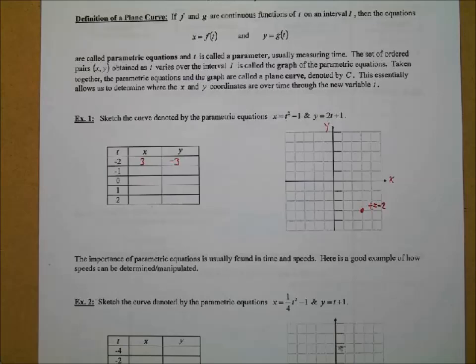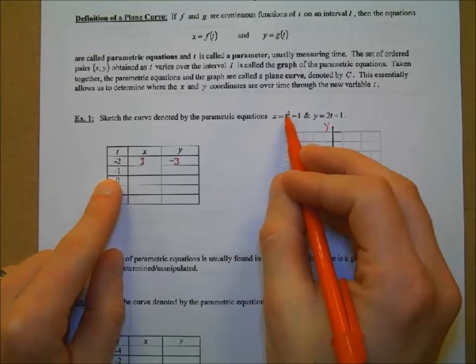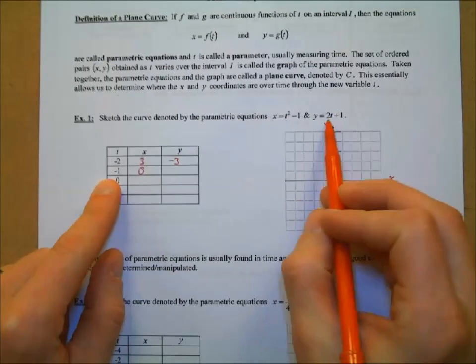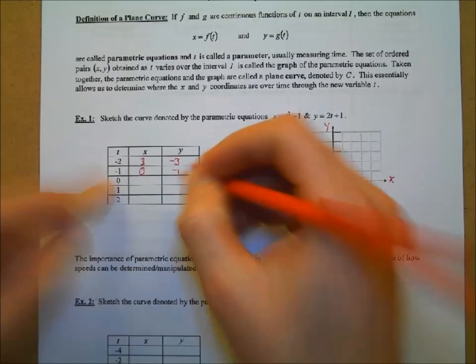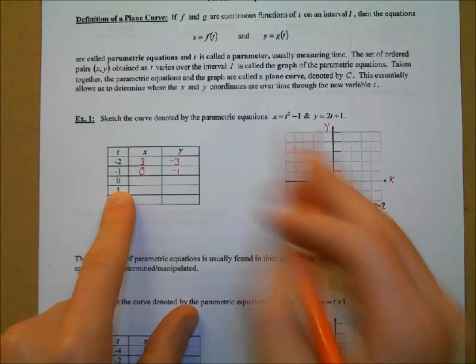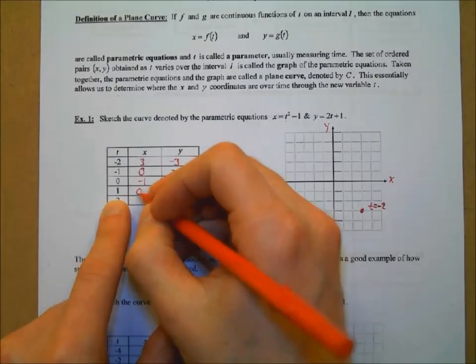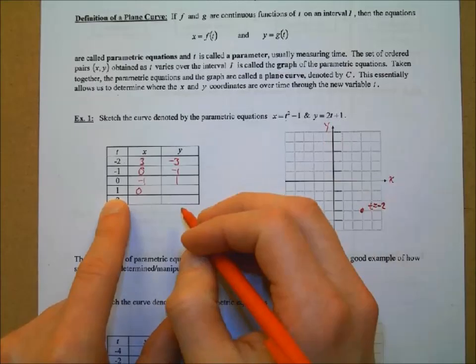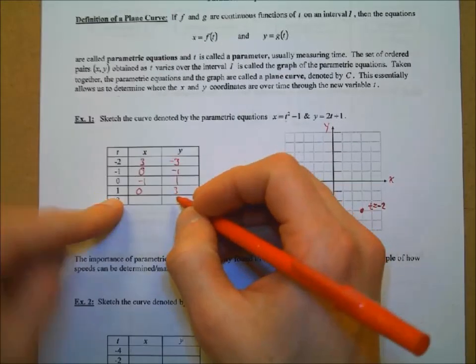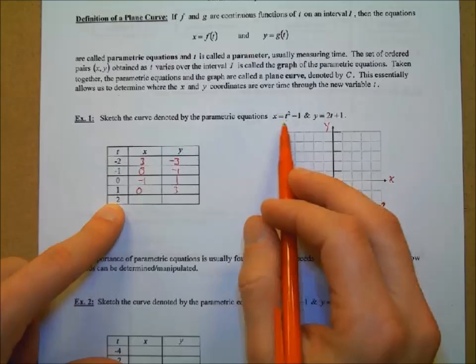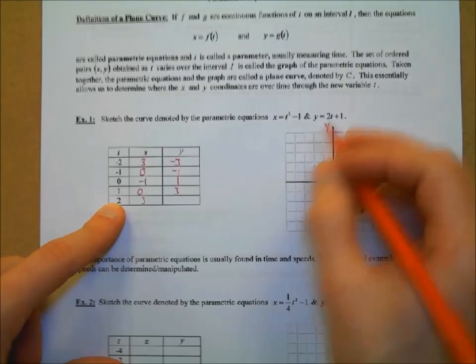Same procedure here. So we'll plug in -1. -1 squared is 1, minus 1 is 0. -1 times 2 is -2, plus 1 is -1. Okay, 0 minus 1 is -1. 0 plus 1 is 1. 1 minus 1 is 0 again. 2 times 1 is 2, plus 1 is 3. And then 2 squared is 4, minus 1 is 3. And then 2 times 2 is 4, plus 1 is 5.